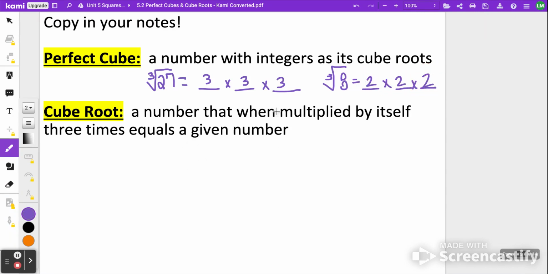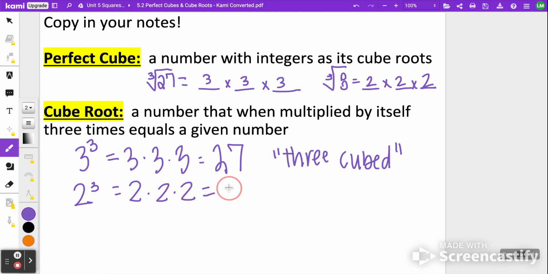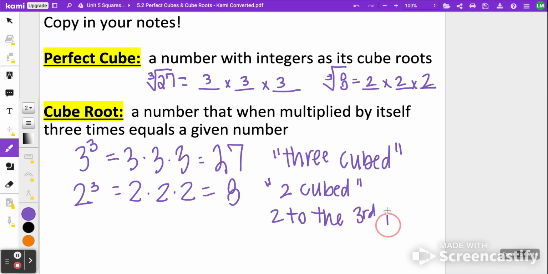A cube root is a number that when multiplied by itself 3 times equals a given number. So using those examples from above, 3 to the third power means 3 times 3 times 3, which gives you 27. You can say this as 3 cubed, or you can even do that with the 2. 2 times 2 times 2 equals 8, and you can say this as 2 cubed, or you can say 2 to the third power.